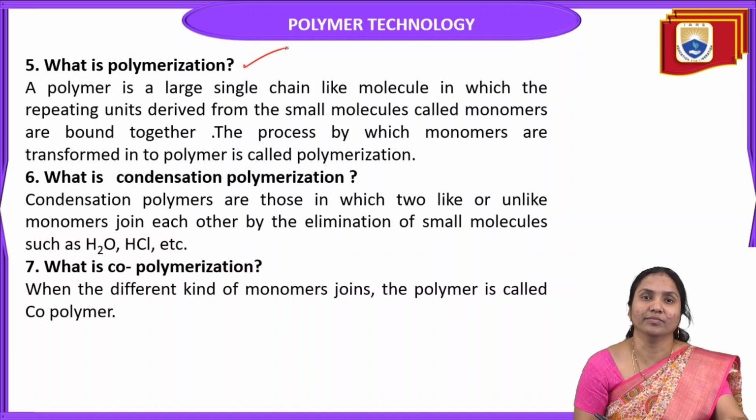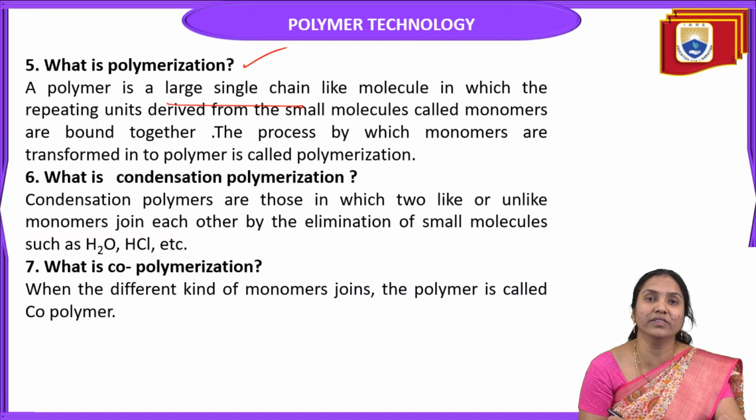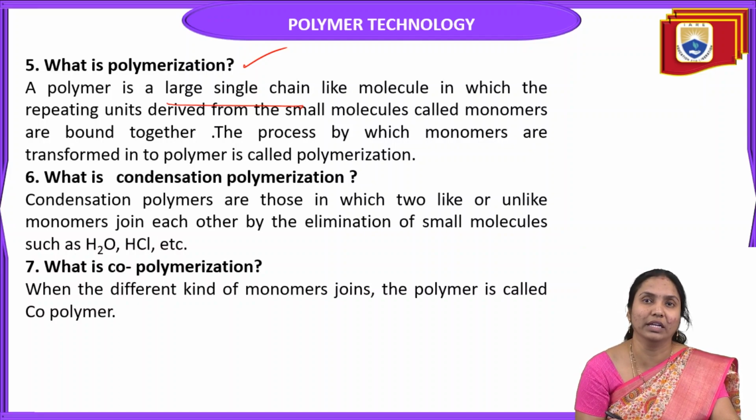Next, what is polymerization? We just discussed already, monomers undergo polymerization then form polymer, or a number of monomers combined to give polymer. It is a high molecular weight compound. The process is called polymerization. Here a polymer is a large single chain-like molecule in which repeating units derived from small molecules called monomers are bound together. The process by which monomers are transformed into polymer is called polymerization. Simply we say that monomer converts to polymer, and that process is called polymerization. Or otherwise, low molecular weight compound converted into high molecular weight compound. This process is called polymerization.